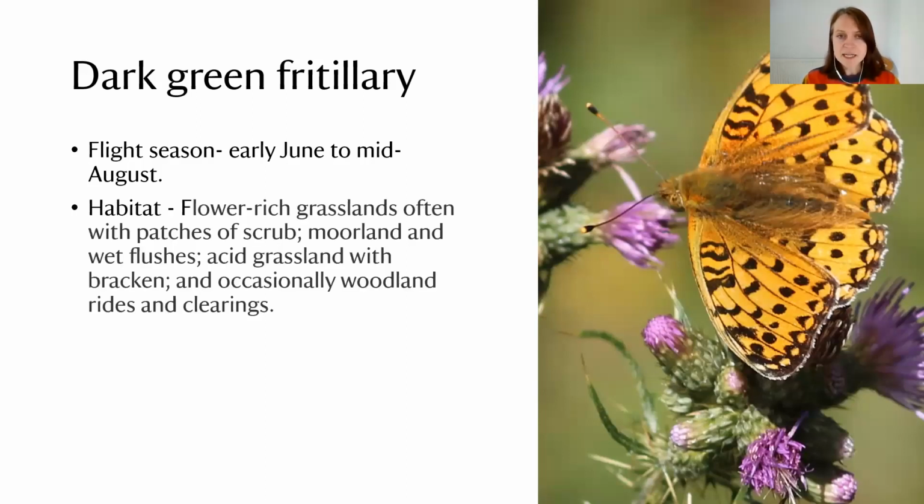In terms of the habitat, relatively varied, I suppose, but really thinking about flower-rich grasslands with patches of scrub. In terms of uplands, moorlands with wet flushes, acid grassland with bracken, occasionally woodland rides and clearings. So I'm sure thinking about the project area, the Long Mynd, the Stiperstones, the Onny Valley, we can probably all think of areas where we might find those habitats.